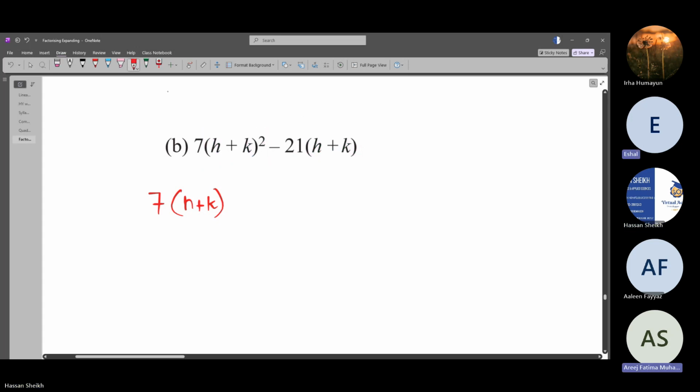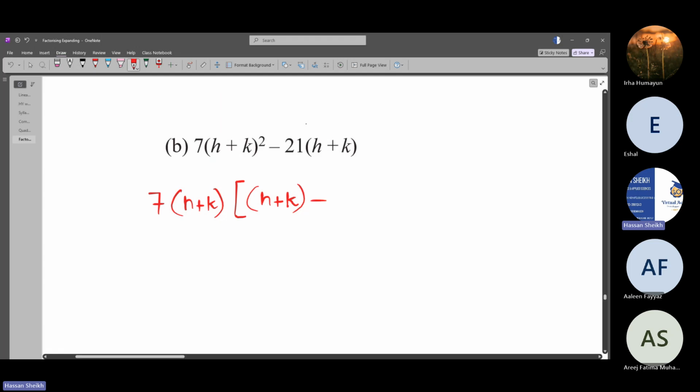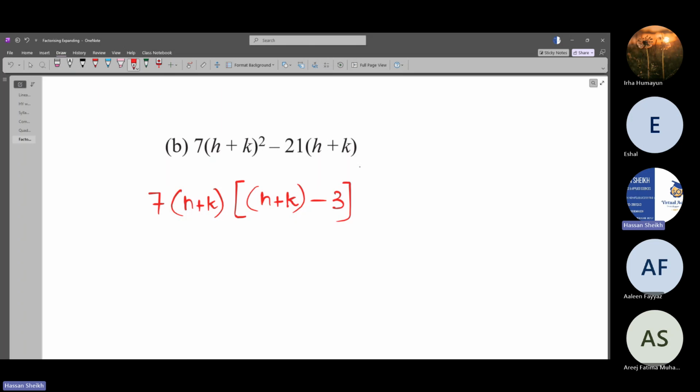h plus k minus 3. Yes, because 7 goes out. One of the h plus k also goes out. So we are only left with h plus k in the first term. In the second term, h plus k goes out, and out of 21, 7 goes out, so we are only left with 3. Exactly. And there is no way to further simplify it.